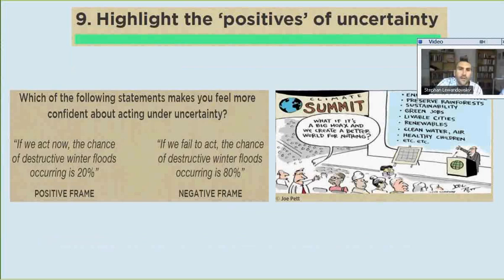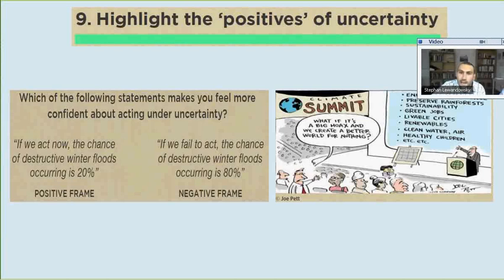So the ninth principle from the Uncertainty Handbook has to do with thinking about the positives of uncertainty, and I think this has two interpretations really. Firstly, a lot of climate change communication historically has tended to focus on the negatives and on the doom and gloom angle, and it's been criticised for that, and I think fairly so.